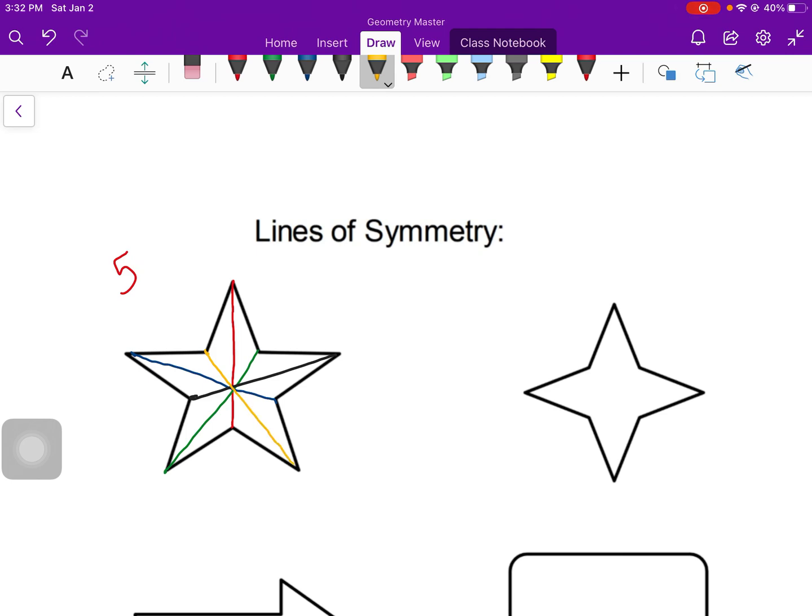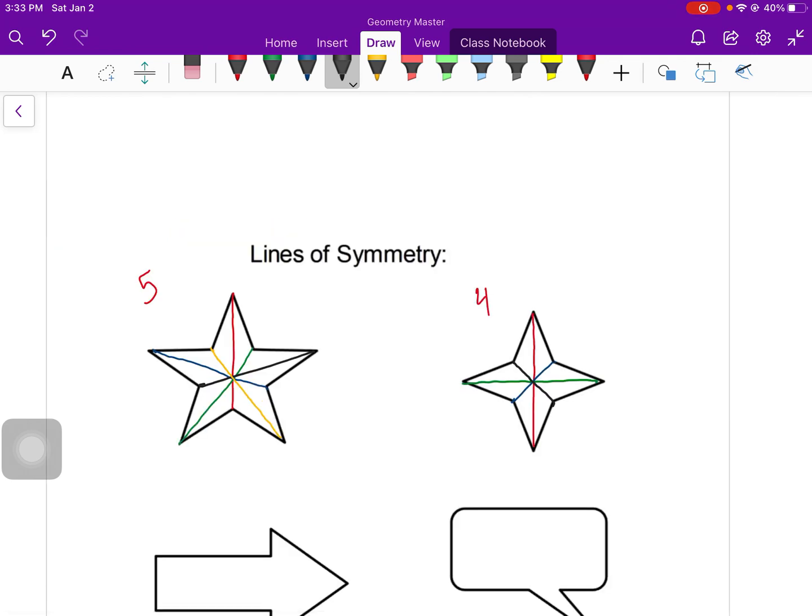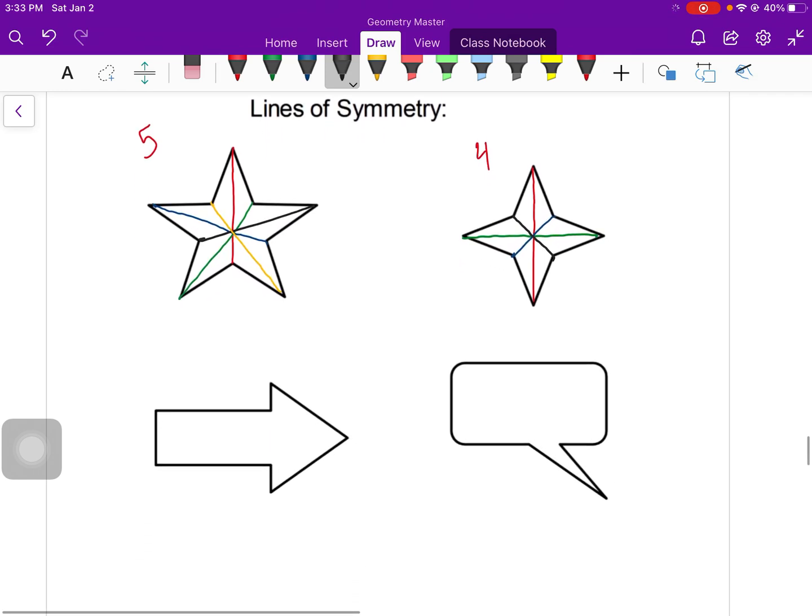There are 5 different lines of symmetry there. In the next star-ish shape, there are 4 lines of symmetry. I could go right here, right there, and right there. Notice that all of these lines of symmetry are all intersecting at one common point. That's going to be kind of important.